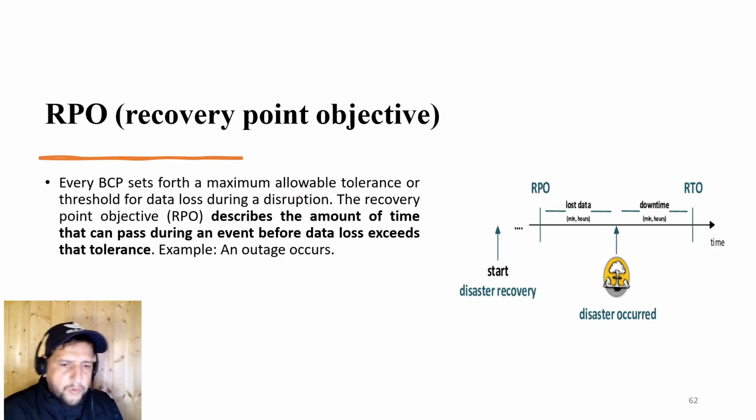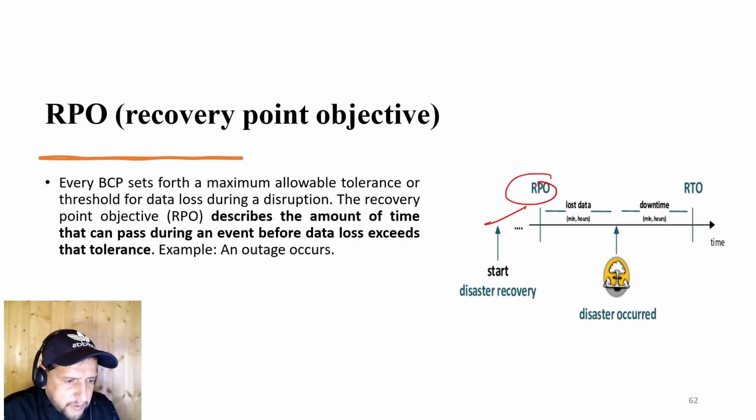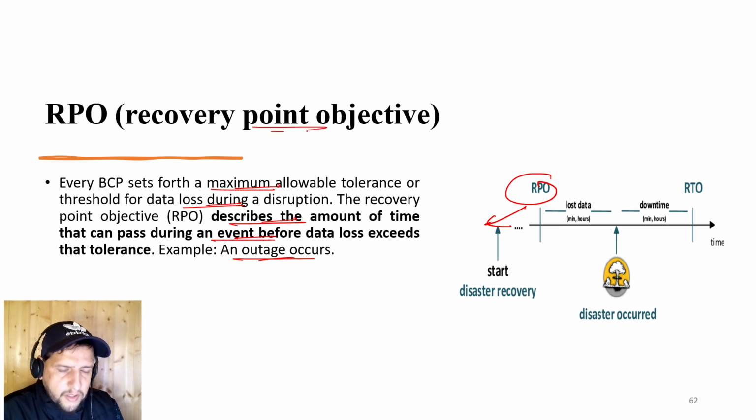So RPO is the recovery point objective. Recovery point objective deals with the backup. It sets forth a maximum allowable tolerance or threshold for data loss during a disruption. RPO describes the amount of time that can pass during the event before data loss exceeds that tolerance. For example, an outage occurs. So that's the recovery point objective.